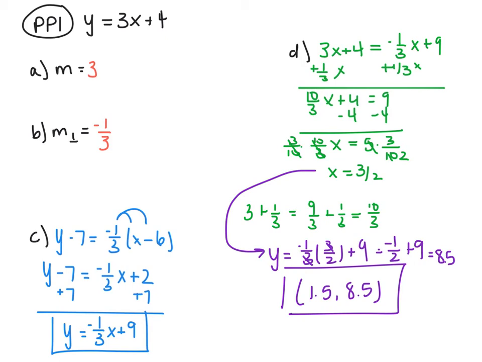Part D wants us to find the intersection of those two lines. You could use your graphing calculator, y1, y2, and find where they intersect. I use substitution method. I set these two equal to each other and solve for x and got x to be 3/2 or 1.5, and I plugged that into the second equation and found y to be 8.5. So my coordinate is (1.5, 8.5).